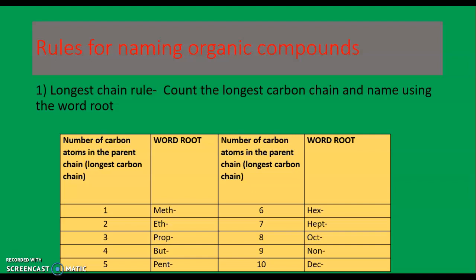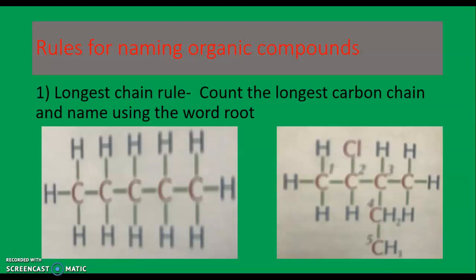The first rule is whenever you're given an organic compound, you've got to figure out what is the longest chain. Sometimes we call that longest chain the parent chain. If the parent chain contains 5 carbons, you would start the name with pent, like pentanol, pentane, pentanoic acid. The pent part of the name indicates the number of carbons in the parent chain. So you'll have to learn these word roots.